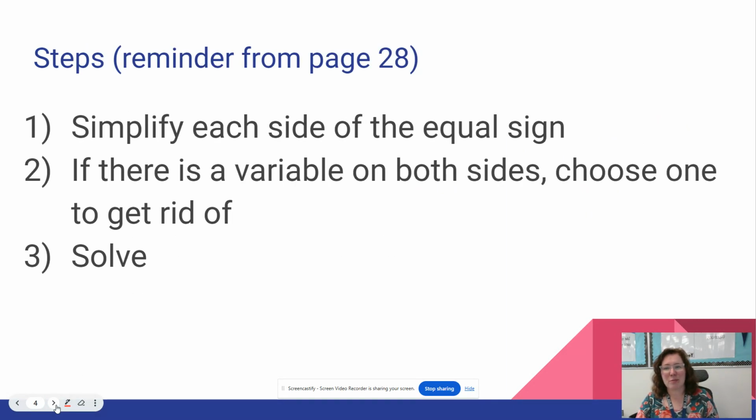Today we're solving multi-step equations. This is a reminder of solving them from a few days ago. Simplify each side, so simplify the left and right side individually. Then, if there's a variable on both sides, choose one of them to get rid of. I like to choose the smaller variable. That's not a rule. It's just something I have noticed helps me solve. Then once you've done all that, you should have a two-step equation and you just solve it like a two-step equation.